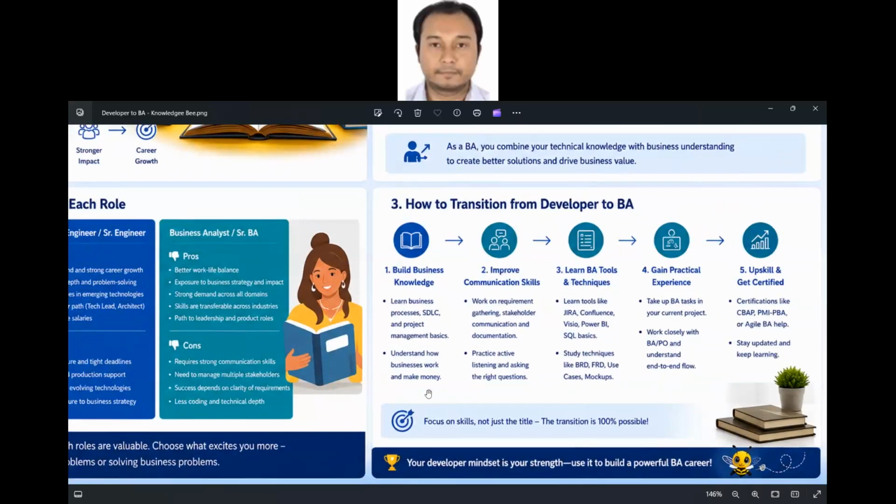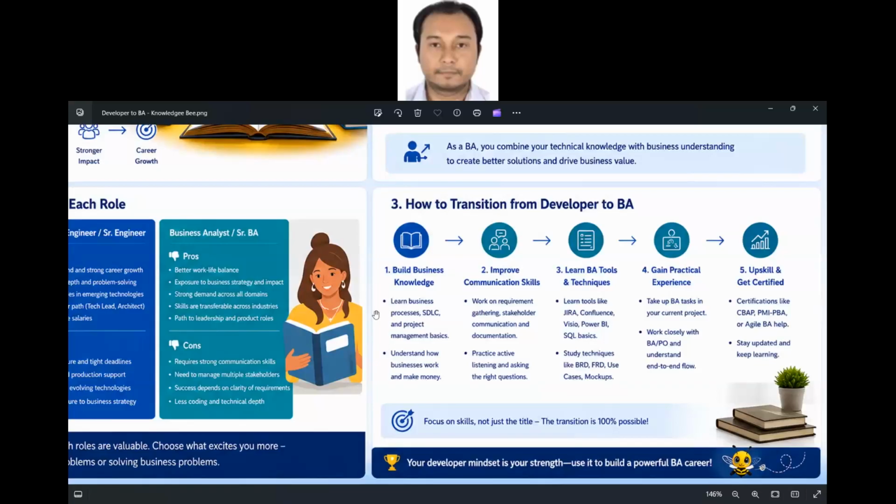Finally, let us understand how a developer can successfully transition into a business analyst role. There are various steps. Step one is building the business knowledge. A developer should start learning business processes, SDLC methodologies, agile practices, and how organizations operate from a business perspective. Step two is improving the communication skills.